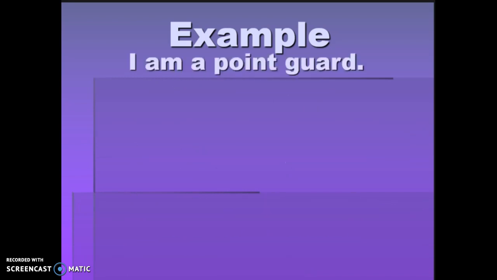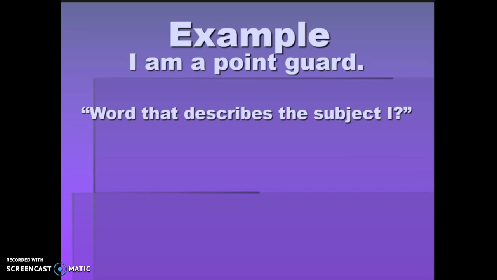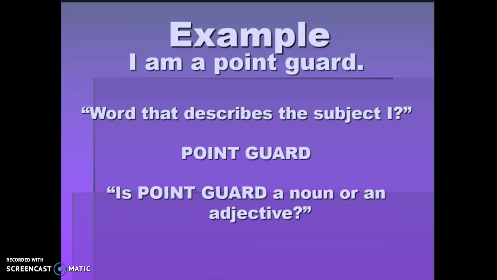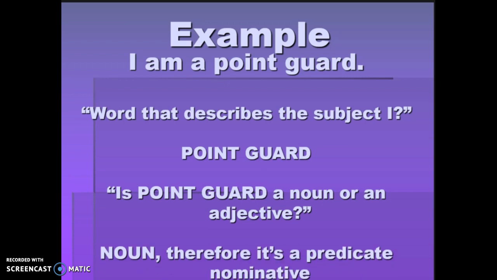Here's another example for you. I am a point guard. If you're a basketball fan, you know what that's referring to. Again, you have to ask yourself another question. Is there a word that describes the subject I? Okay, we have our linking verb am. So I am. Is there another word? Well, yeah, there's the phrase point guard. Then again, ask yourself, is the phrase point guard a noun or is it an adjective? Well, point guard is a noun. So therefore, that phrase is a predicate nominative. Again, nominative meaning noun.